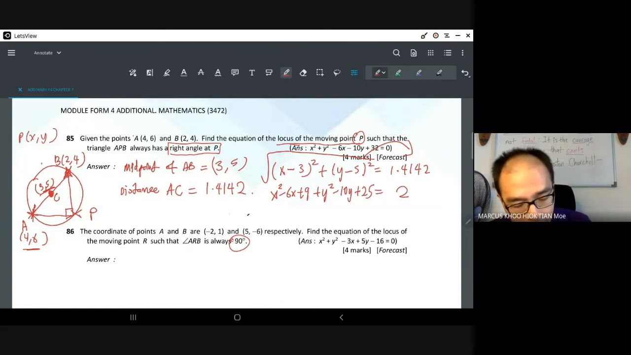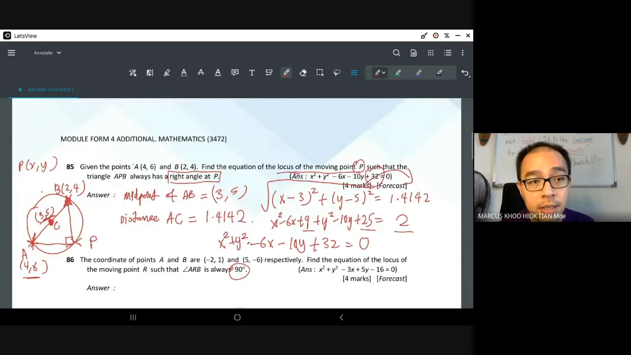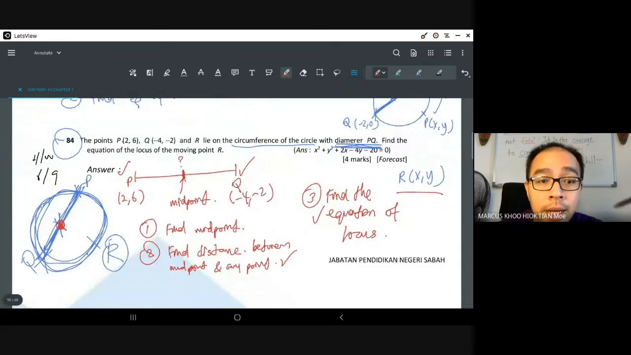So then you can put it up. You will get x squared plus y squared minus 6x minus 10y, then you have 9 plus 25 minus 2. You get 32, equals 0. So same question. Actually, the step is exactly the same as number 84. Find the midpoint, find the distance between the midpoint and any point, and then find the equation of locus.